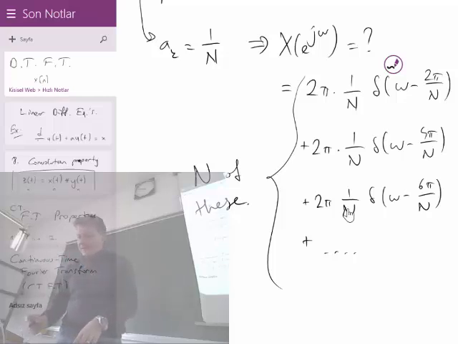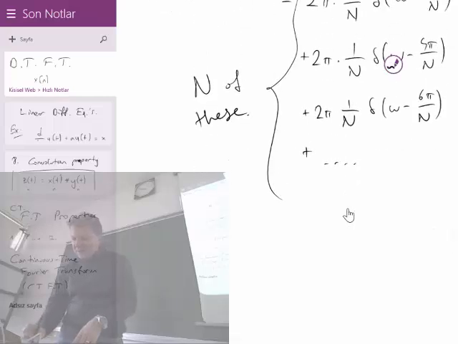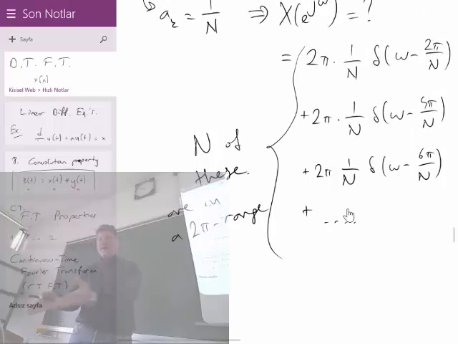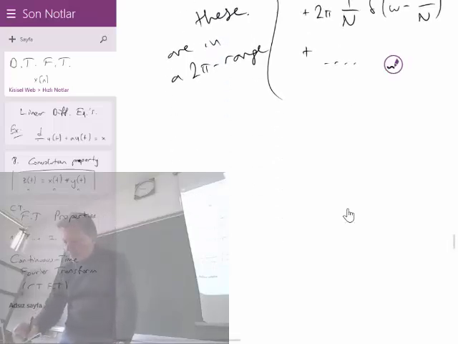And all of these are in a 2 pi range, from 0 to 2 pi, for example, or from minus pi to pi. Within that range, we have capital N of these impulses, and they are here. All these impulses now must repeat themselves with 2 pi. And when we try to draw that, an interesting thing happens.